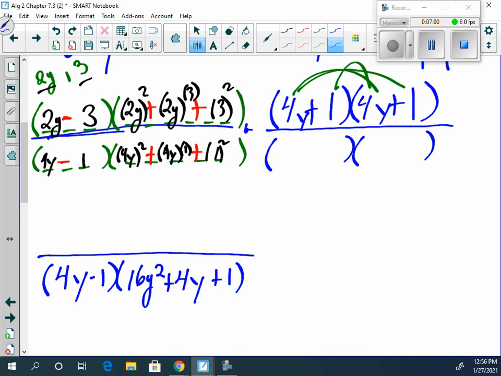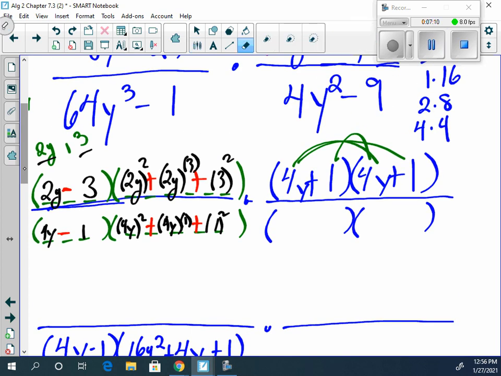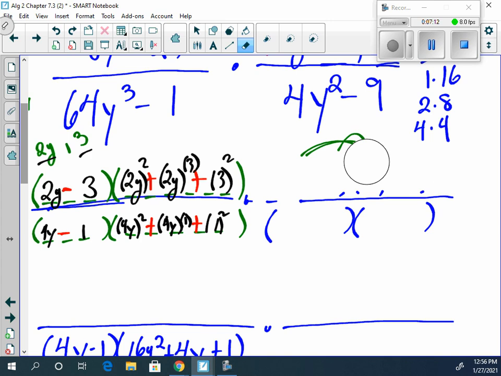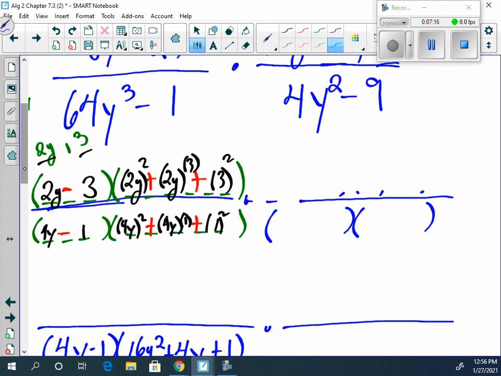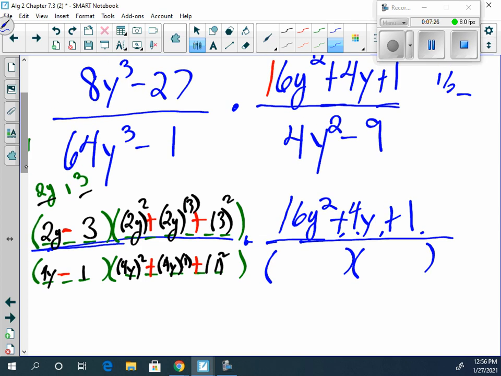And as we said, the quadratic that comes out of a sum or difference of perfect cubes is not factorable. So it means, for us here, that this numerator here is not factorable. There's nothing we can do to factor it. So it's just going to be 16y squared plus 4y plus 1. So the top part of this does not factor. That doesn't factor.